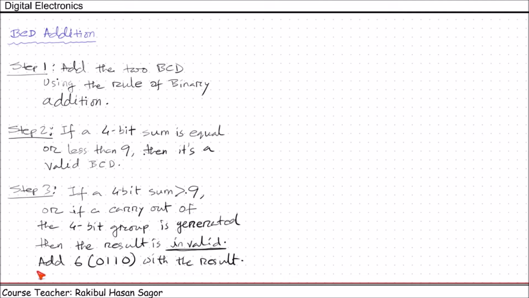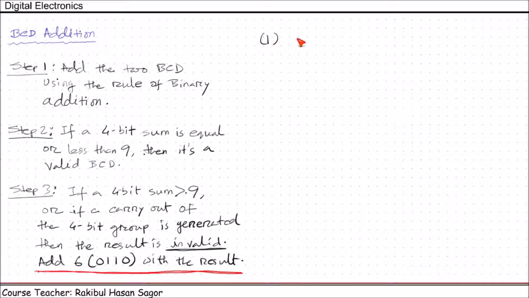Why do you need to add 6 with the output? I'll give this explanation later on. For the time being, you just keep it in your mind that whenever we get invalid BCD, you need to add 6 with the result. Now let's see some examples, then the idea will be very clear to all of you.